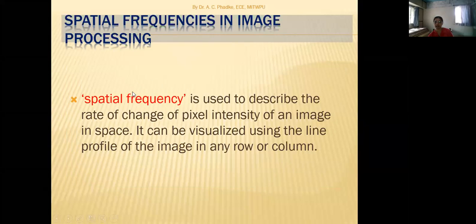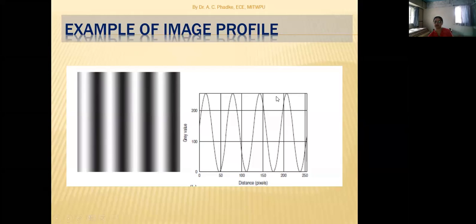So spatial frequency describes the rate of change of pixel values along image space, and it will be more clear with this figure. Here intensity values are varying in a sinusoidal fashion, and we can get an idea about frequencies by using either row profiles or column profiles. Now let us have a look at a few additional examples to understand the concept of frequency.